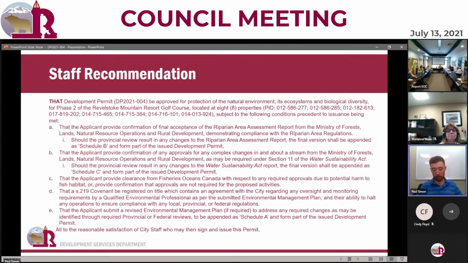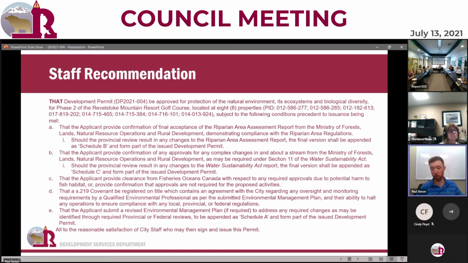So I will note that Revelstoke Mountain Resort does have a QEP on staff, but because they are on staff, we wanted to make sure that we had secured the services of a third-party qualified environmental professional to ensure the validity and credibility of the review process, to make sure that it was very robust.